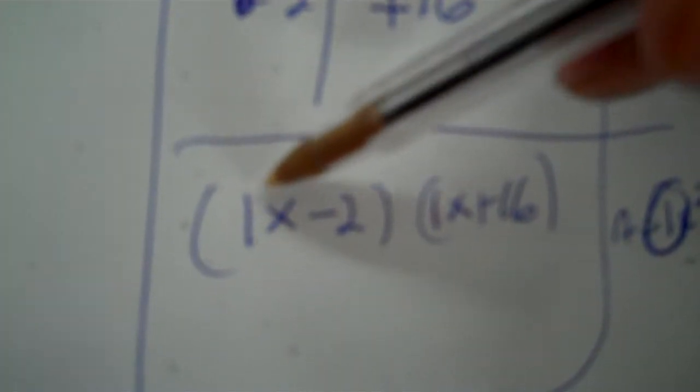The numbers in front of the x's, 1 and 1, should multiply to what's in front of the x to the second. Okay? 1 times 1 is 1. The numbers behind the x's, negative 2 and 16, should multiply to the c, the constant. And they do. Negative 2 times 16 is negative 32. So that's right. I end up taking the 1's off. So it's x minus 2, x plus 16.